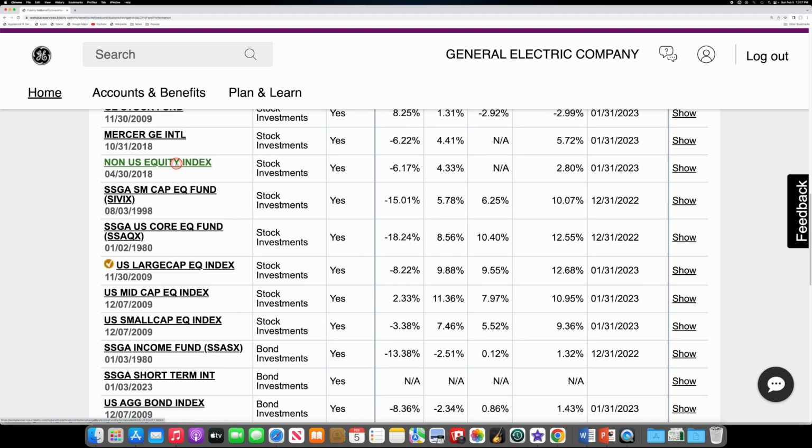And then this one, the non-US equity index, that means take some of my money and invest it in foreign companies. So I got my money spread out every place, the small boys, the medium, the big boys, and the foreign companies. All right, you got why? Let's start doing some clicking.